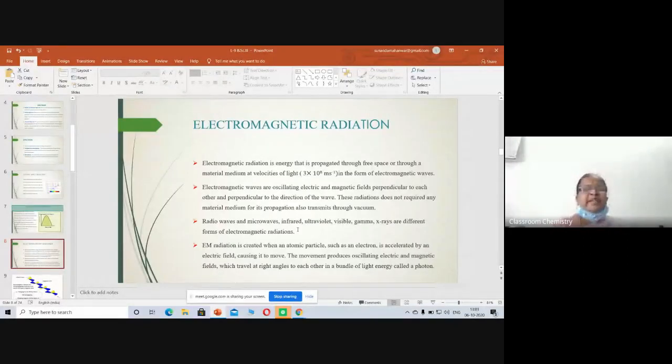Also, electromagnetic radiations can be created when an atomic particle such as electron is accelerated by an electric field. आणि हा एक्सेलरेट झालेला इलेक्ट्रॉन ज्यावेळी मूव्ह होतो त्यावेळी इट क्रिएट्स द ऑसिलेटिंग इलेक्ट्रिक and magnetic field which are at right angles to each other, and it is nothing but the energy, bundle of energy or packet of energy known as the photon. समजलं हे इलेक्ट्रोमॅग्नेटिक रेडिएशन म्हणजे?